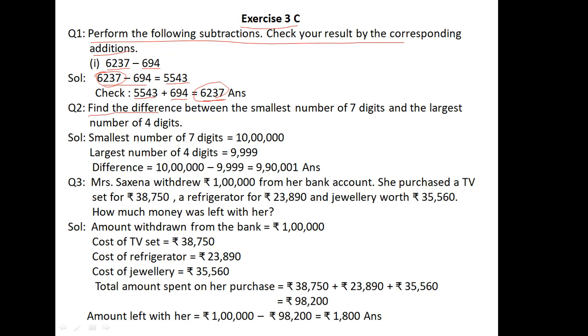Now question number 2, find the difference between the smallest number of 7 digit and the largest number of 4 digit.